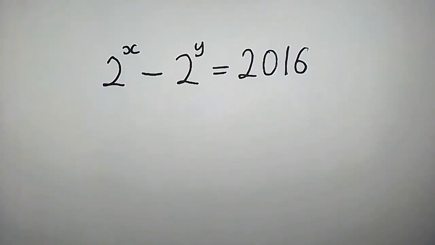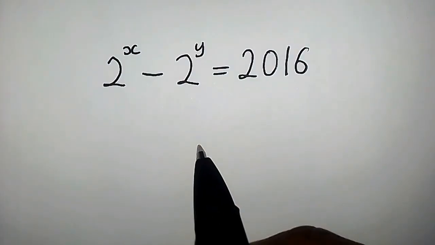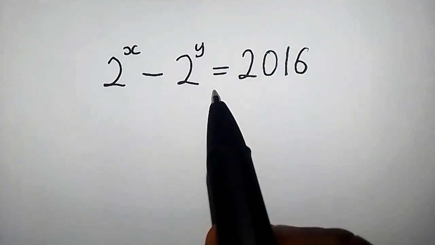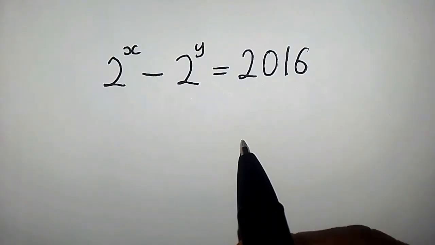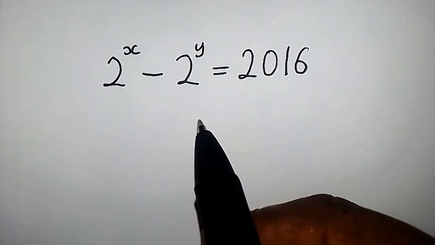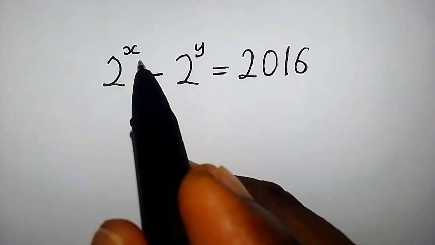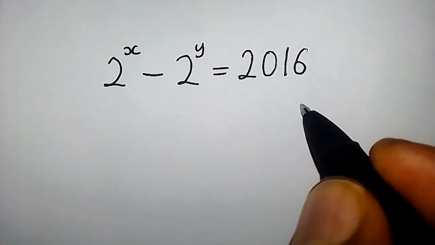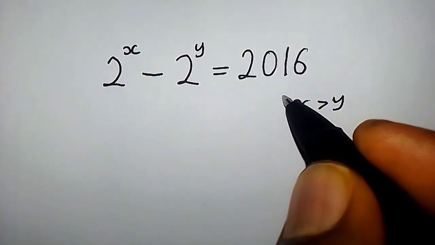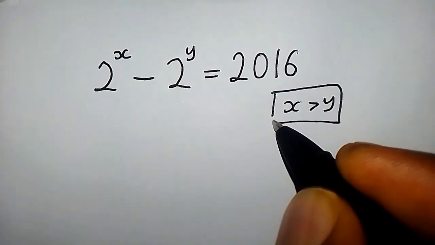Hi everyone, how do we solve this equation? 2 raised to x minus 2 raised to y equal to 2016. If you look at this equation very well, one thing is very certain: x is greater than y. Let me show you why this condition is true.